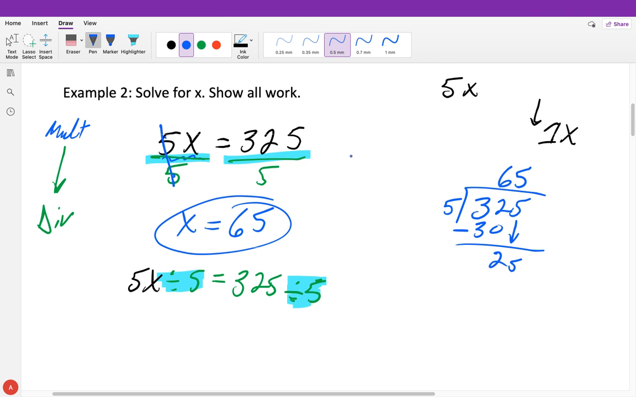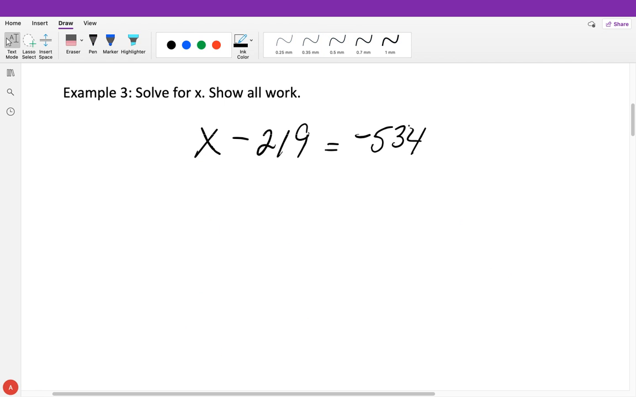But the mandatory part is showing me your inverse operations. Without showing me that, you are not going to get full credit. All right, so here we have x minus 219 is equal to negative 534.